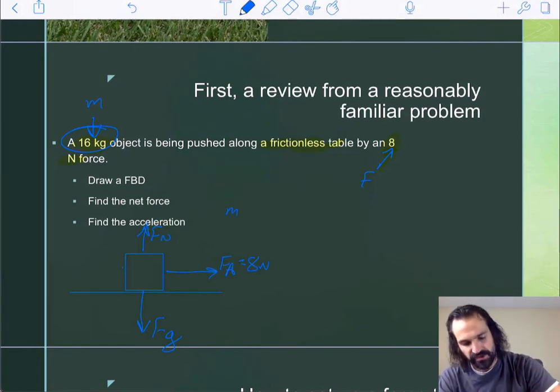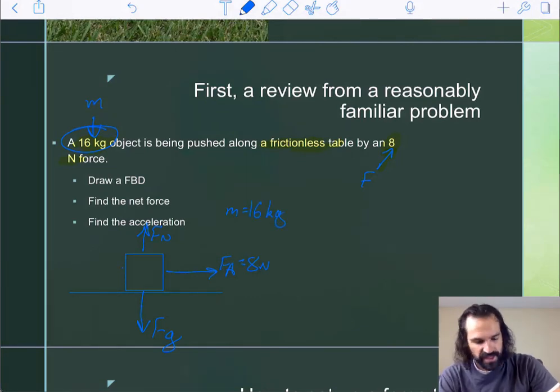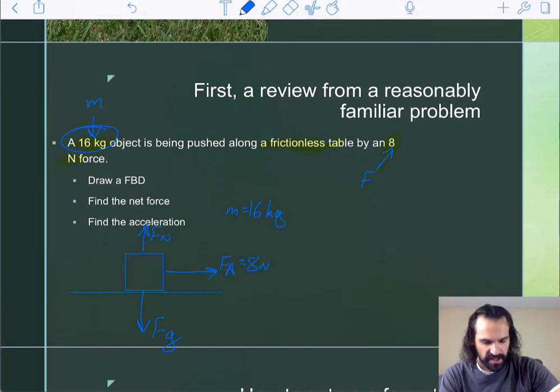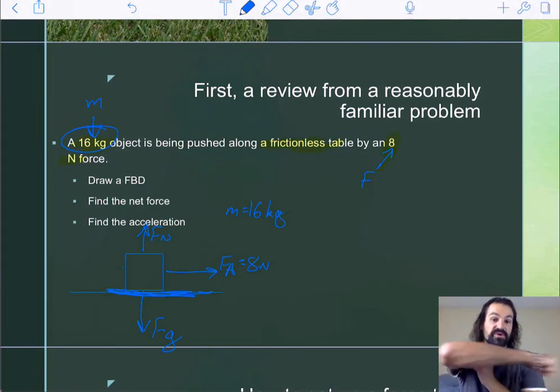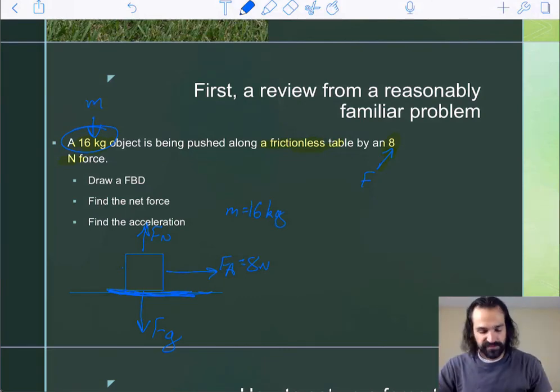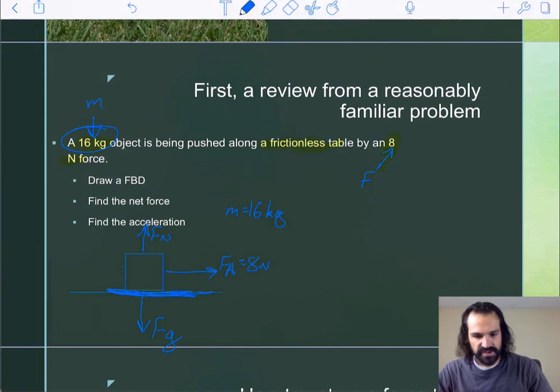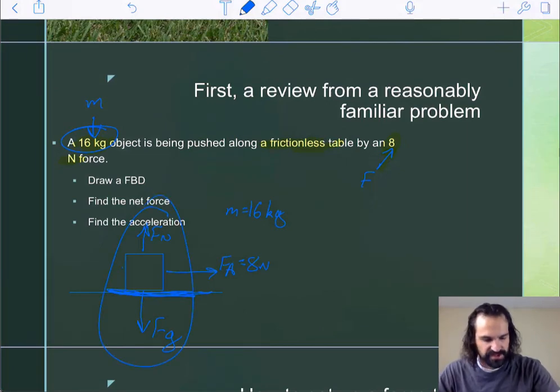And I'm also going to make a note that the mass is 16 kilograms. So we have 16 kilogram mass. And normally you would say, oh, it's moving horizontally, which means the vertical forces are balanced, right? It's in vertical equilibrium, but not in horizontal equilibrium. So you could say, okay, we know in the x direction, those forces are going to cancel out.